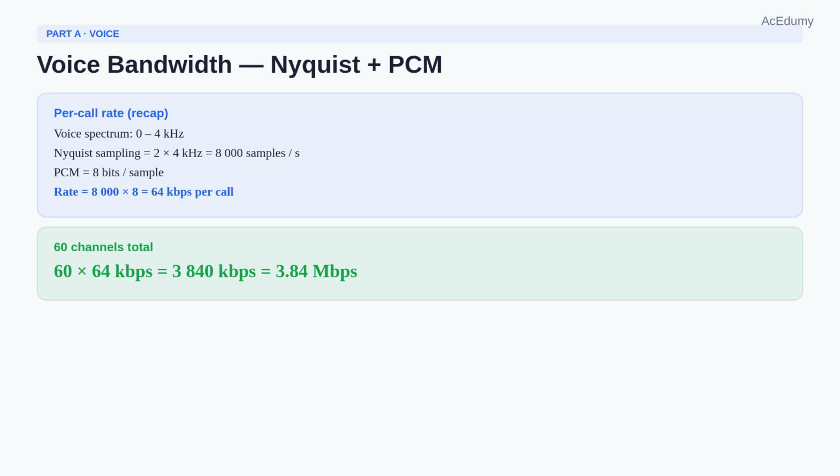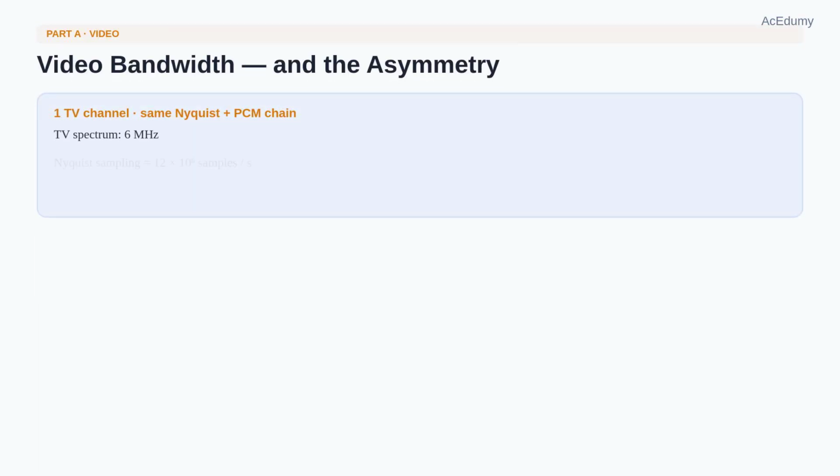60 channels, each at 64 kilobits per second. Total voice bandwidth equals 60 times 64, which is 3,840 kilobits per second, 3.84 megabits per second. Comfortably small.